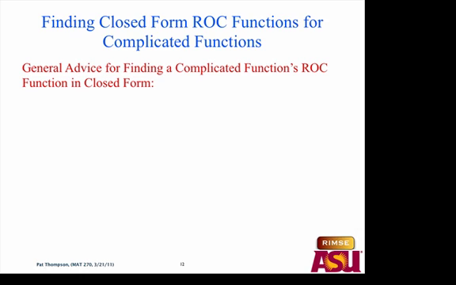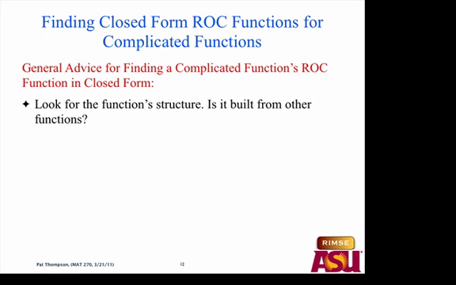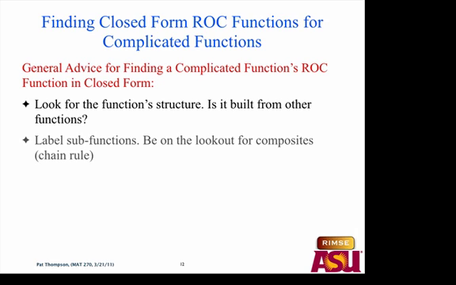Okay, so here's the general advice. Look for the function structure. Is it built from other functions? So what are examples of structure? Sum of functions, product of functions, quotient of functions. The whole thing is to a power, right? Or composition. Those are all examples of overall structure, and will dictate which rule will apply in attacking the problem. Then look for subfunctions. Look out for composites, chain rule.